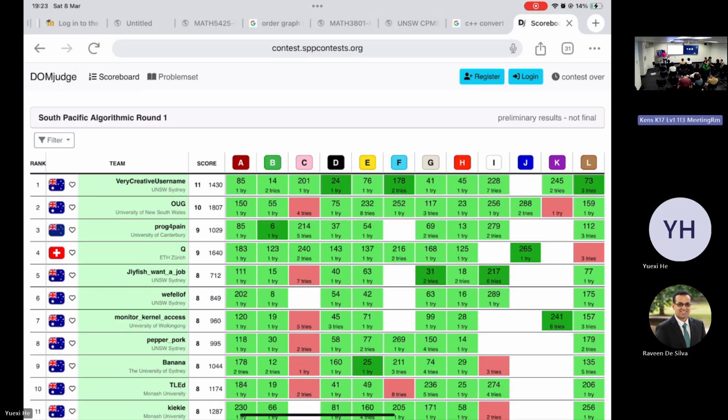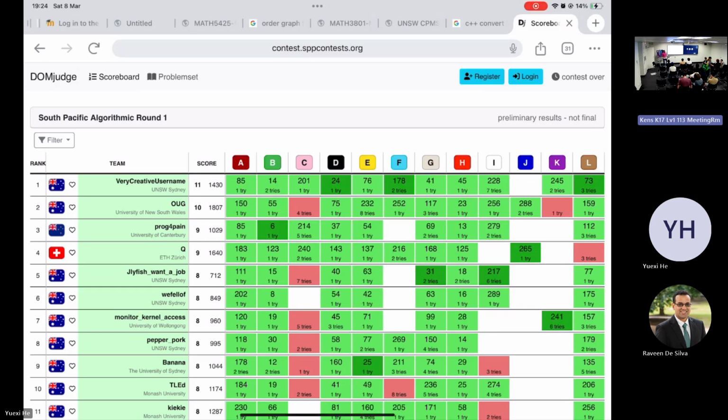Wait, what was the F again? F was... Ah, I see. Yeah, it's geometry, and we had like 1 hour left. A fun fact, we didn't make any wrong submission. Oh, nice. Geo is the art of avoiding floating point errors.